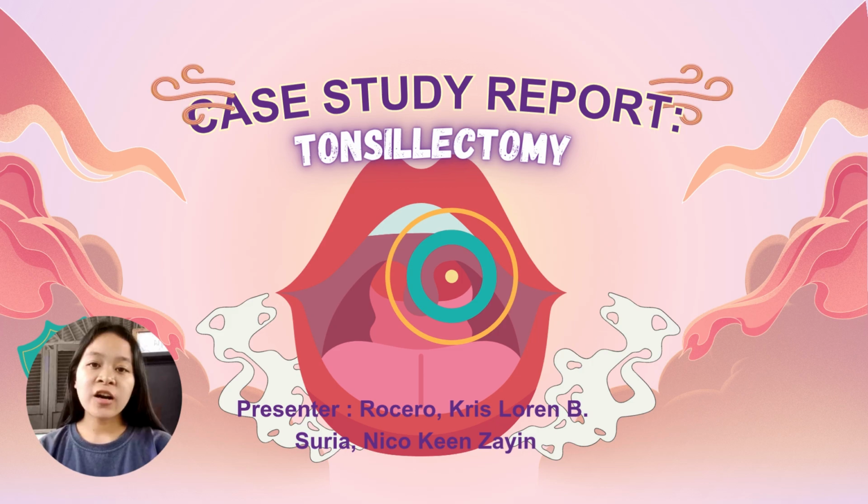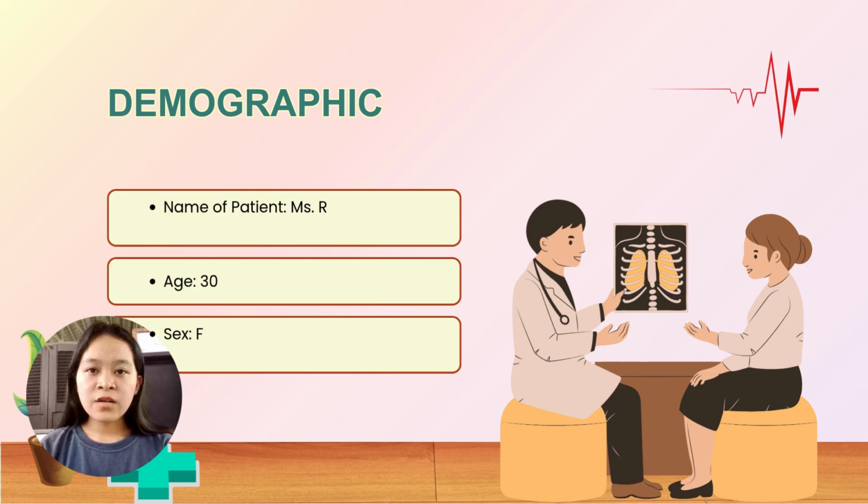A short background on why we chose this case: both me and my partner got tonsillectomy for our scrub and circulating. That is why we just picked tonsillectomy as our case.